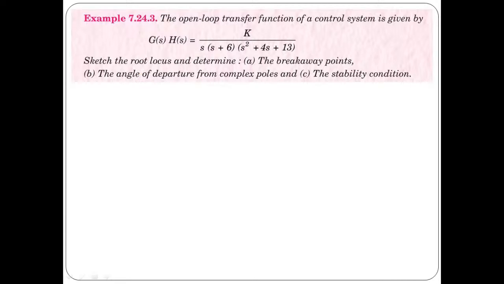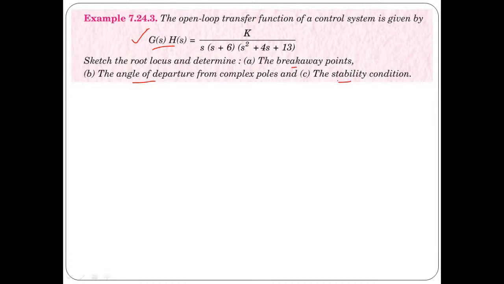We are solving a numerical on that, and this is the numerical we tried to solve in the last lecture, where our objective is to draw the root locus for this particular open loop transfer function, G(s)H(s) = K / (s(s+6)(s^2+4s+13)). Apart from drawing the root locus, we also need to determine, number one, the breakaway point, number two, the angle of departure, and number three, make a comment on system stability.